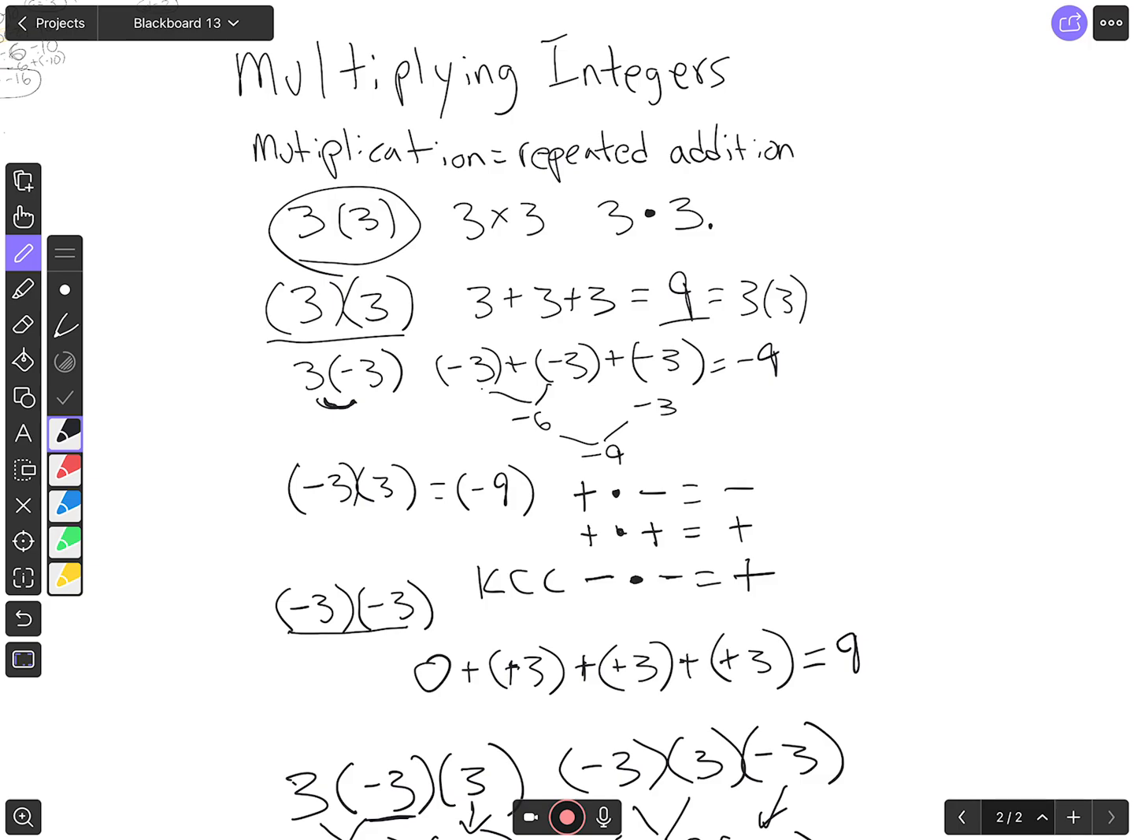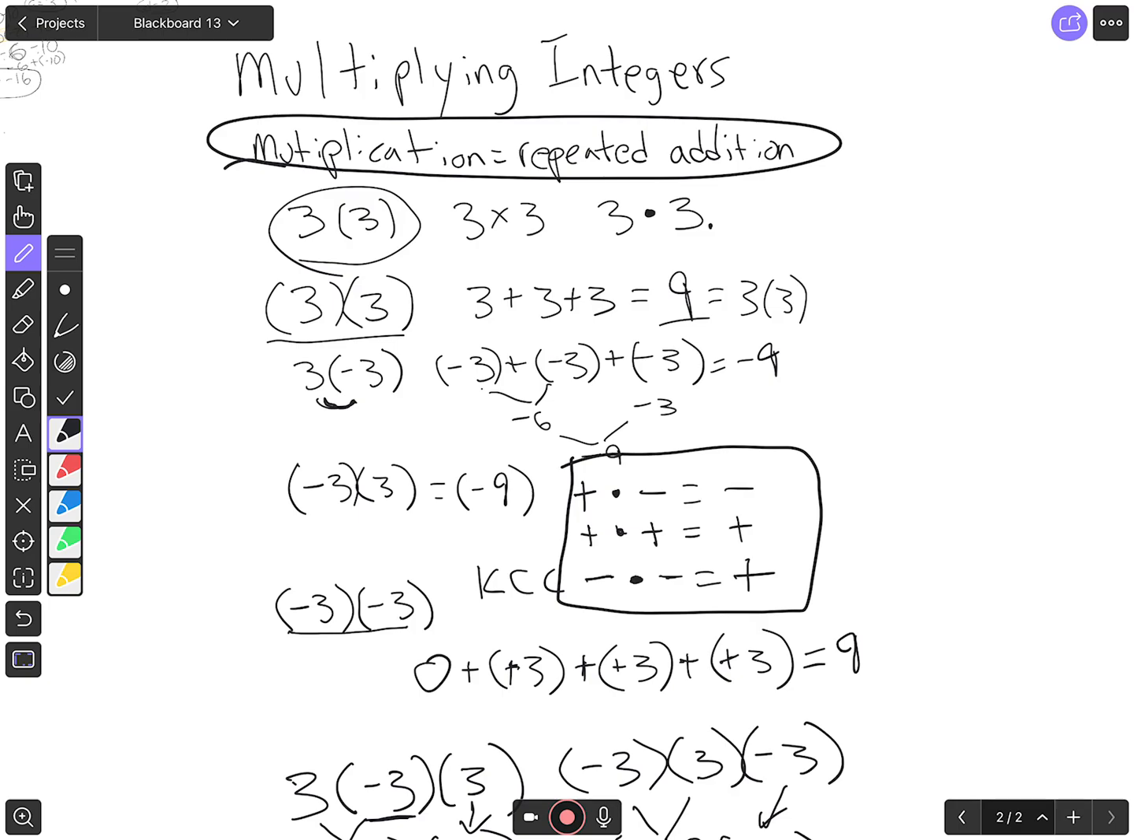Okay, so that's the main scenarios that you're going to come across, and that's the basics of multiplying integers. Again, multiplication is repeated addition. And then of course you want to remember that multiplying a positive and a negative results in a negative. Multiplying a positive and a positive results in a positive, and multiplying a negative with a negative results in a positive. So the only time that you end up with a negative is if the signs are opposite.